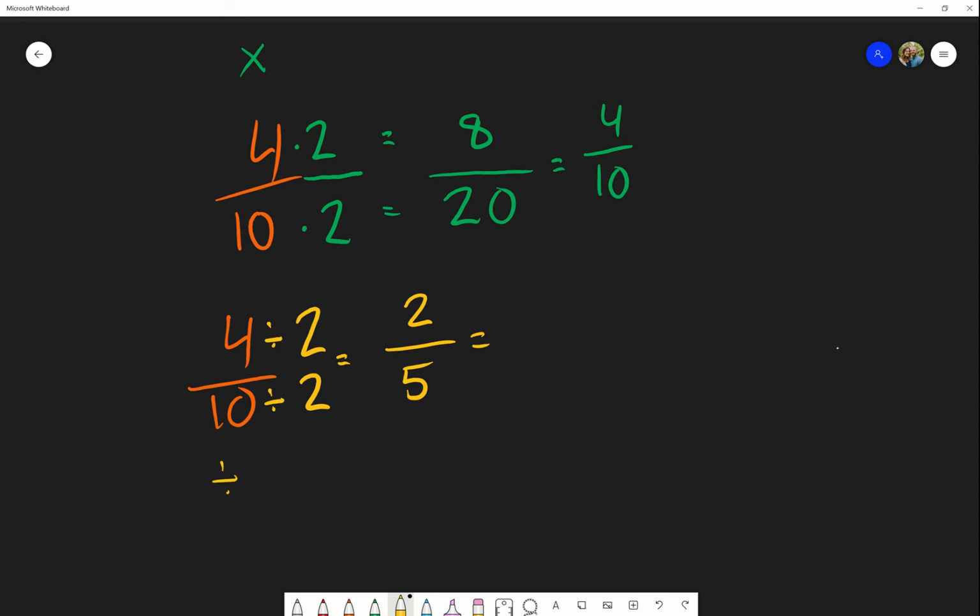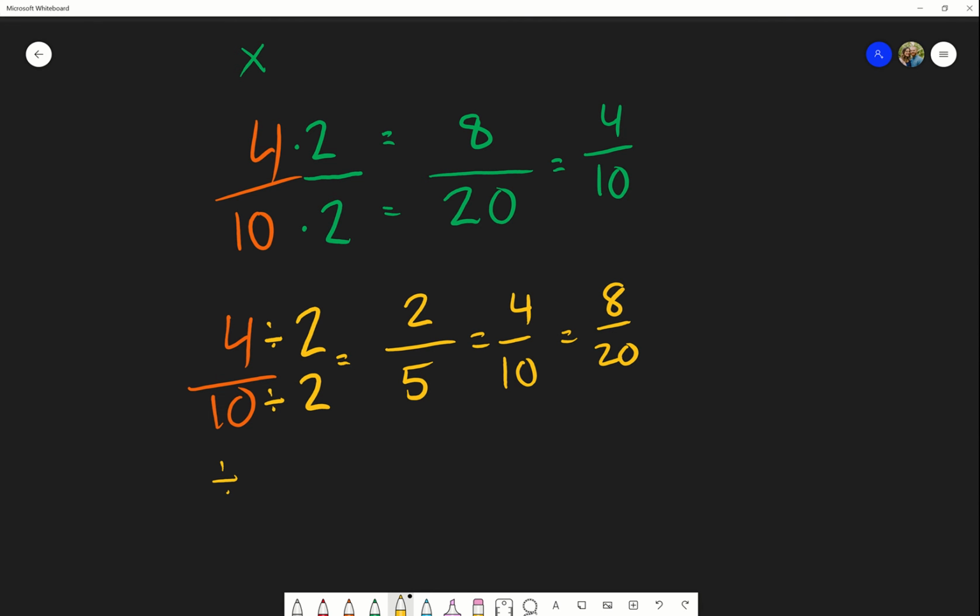So 2/5 also equals 4/10, which equals 8/20. And all three of these fractions are equivalent. Okay, all of these fractions here are equivalent. All right, so that is a brief introduction to equivalent fractions.